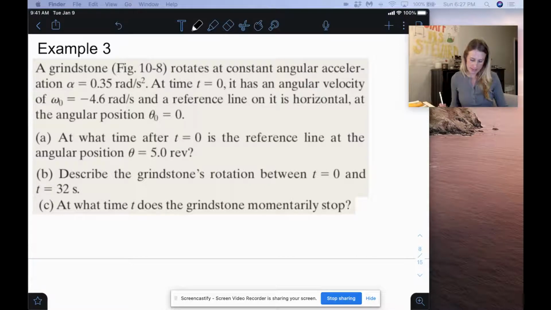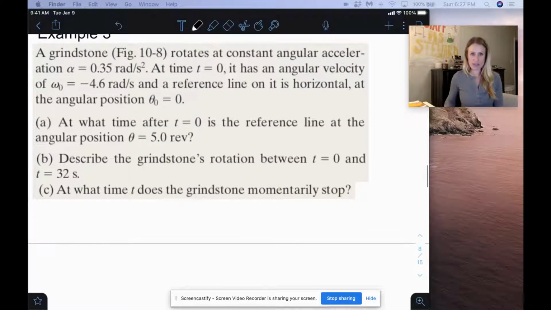Example number 3 for rotational kinematics: a grindstone rotates at constant angular acceleration, alpha equal to 0.35 radians per second squared. At time t equals 0, it has an angular velocity of omega naught equal to negative 4.6 radians per second, and a reference line on it is horizontal at angular position theta naught of 0. A, at what time after t equals 0 is the reference line at the angular position of 5 revolutions?